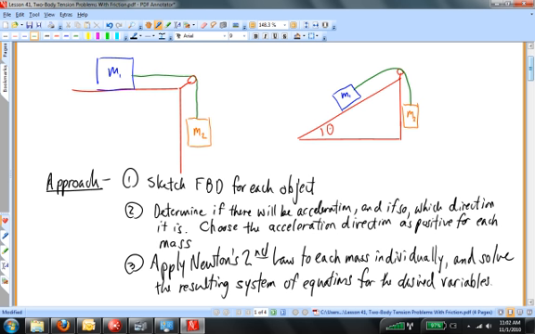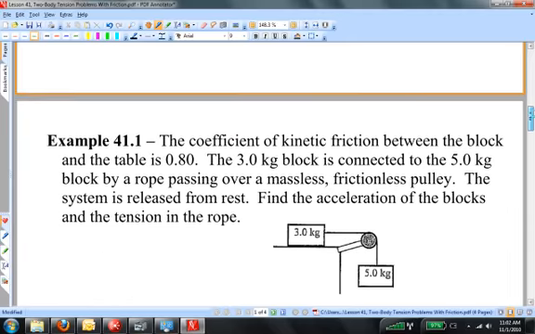We're going to take this same approach, but now we're going to add a force, and the force that we're going to add is the frictional force. So the frictional force is going to appear in the free body diagram, and it will also appear in Newton's second law. The best way to illustrate this is to actually work through a couple of examples. So let's take a look.